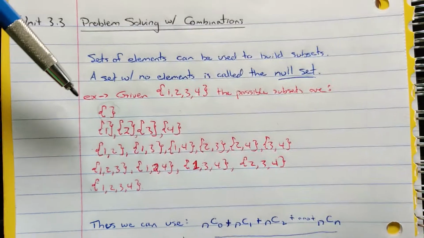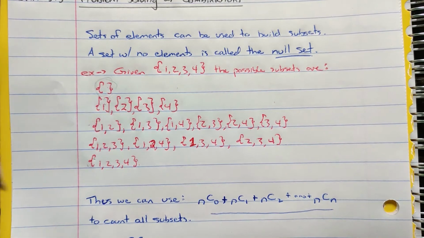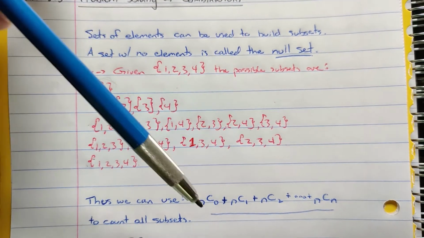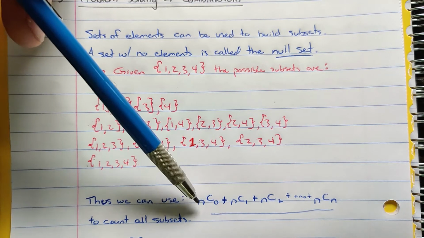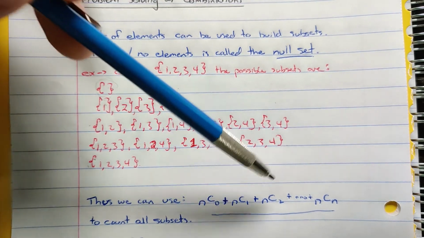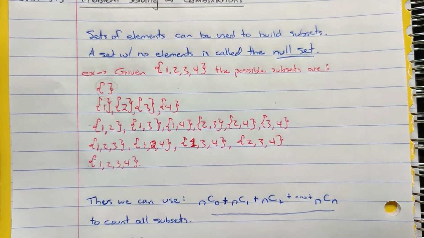So each of these pairs off with a combination, and thus, if we want to count all the subsets, it's the number of items in the set, choose 0, choose 1, choose 2, choose 3, choose 4, and all the way up until we get to choosing the entire set, and we just add all those up.